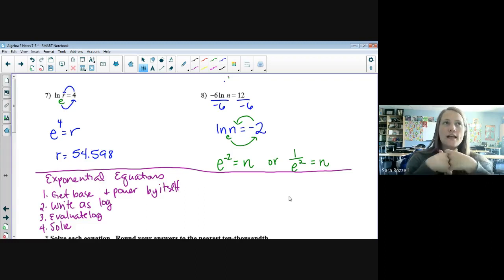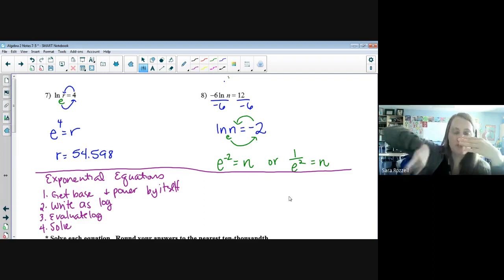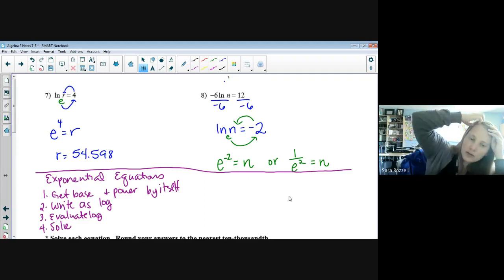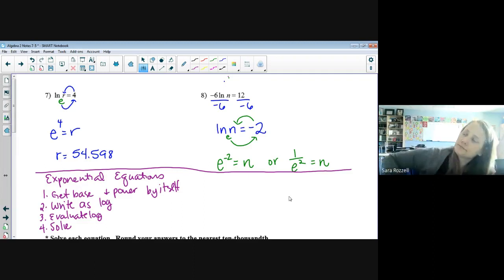The next kind are the exponential equations. So it's just the reverse. Instead of them giving us logs and we write as exponents, these they'll give us exponents and we write as logs. If it's in exponential form, you want to get the base and the power by itself. So it just needs to be base to a power equals something. Then we're going to write it as a logarithm.